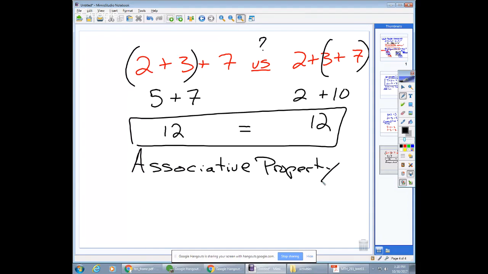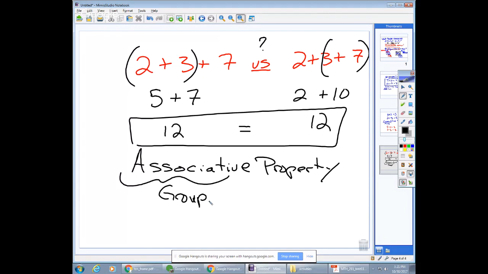So the parentheses allow us to change how the numbers are grouped or associated. So associate just means group stuff. So commutative, you have to physically move the numbers. I didn't move any numbers here. All I did is change the grouping with parentheses. So that's associative property. Is subtraction associative?